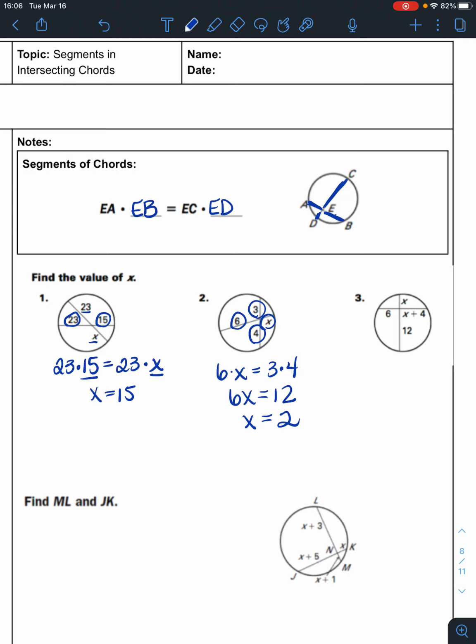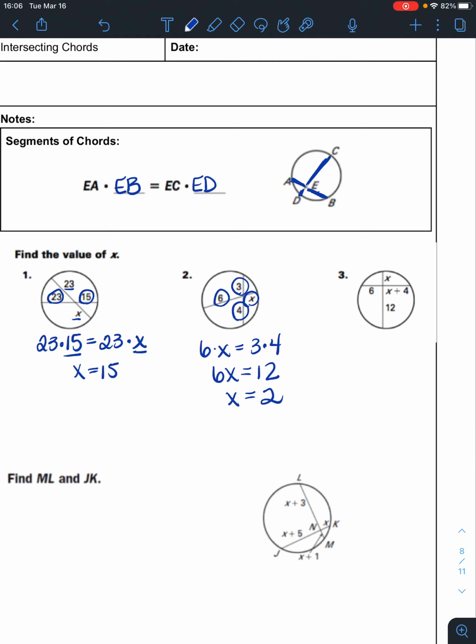So we could find out, and this would literally happen if you were to lay string out, cross it, you would literally see that the products of the pieces are equal to each other. So 3 times 4 is equal to 6 times 2. That works. Of course, we can't stay that easy. We got to bring in some algebra.